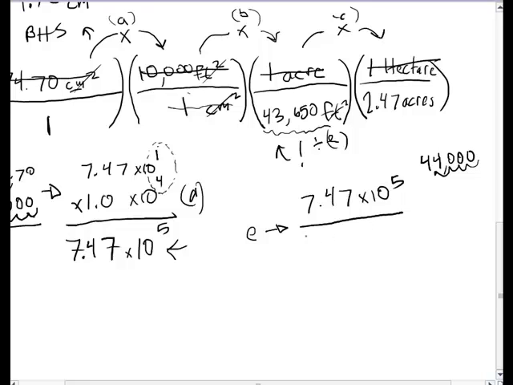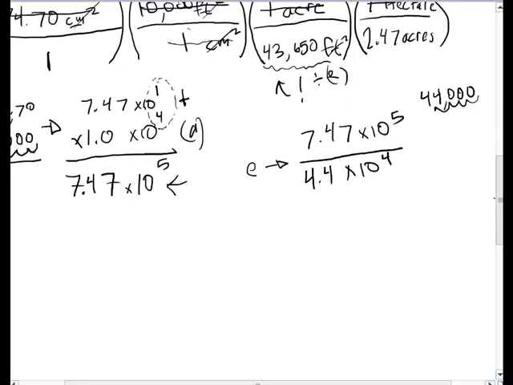4 times. So this is going to be 4.4 times 10 to the 4. So now when you're dividing, it's different. When you're multiplying exponents, you add them. Who knows what you do when you divide exponents? You subtract them. So we know our answer is going to be a number times 10 to the 1. So all we need to do is figure out 7.47. We need to divide it by 4.